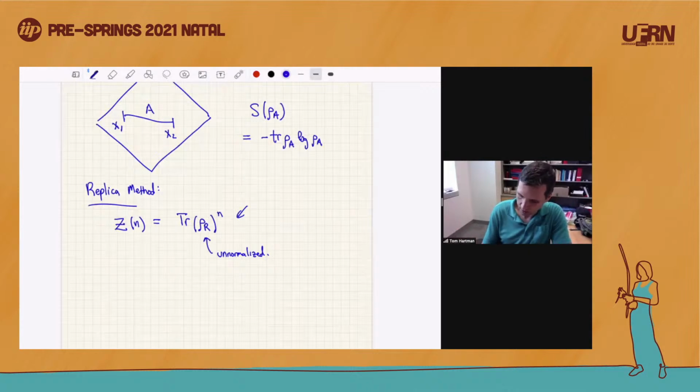It's convenient, but that means that the von Neumann entropy is minus trace of the normalized density matrix rho log rho. So I'll put a hat on those to denote that they're normalized. Rho A hat is rho A over trace rho A.